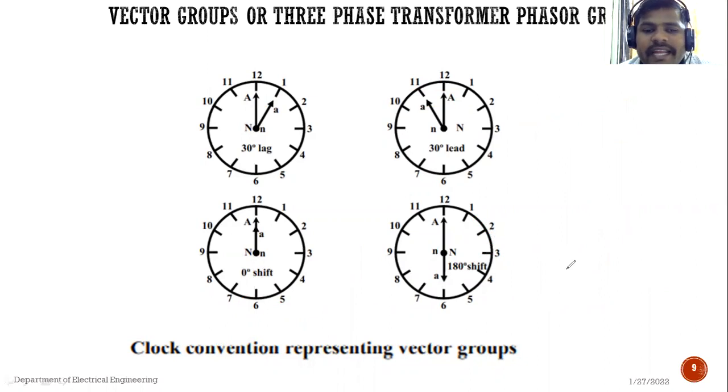The minute hand can be represented as a primary phasor, or it is represented as a primary winding. Okay, primary winding can be represented by the minute hand, or we can call it an HV winding.